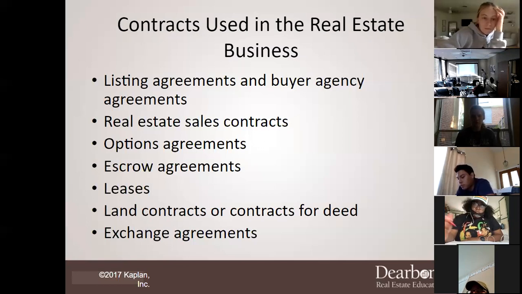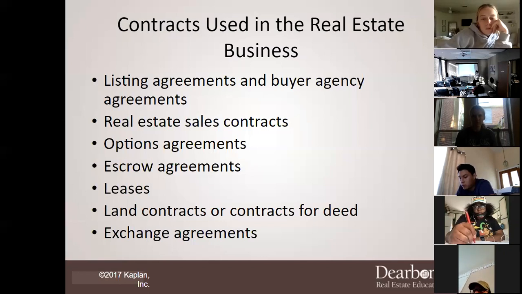Option agreements. That's where you actually exercise the right to have an option period. And an option period is just the time period that you pay for that gives you, like, say, 10 days that you can back out of the contract for any reason. And that would be considered the option period.